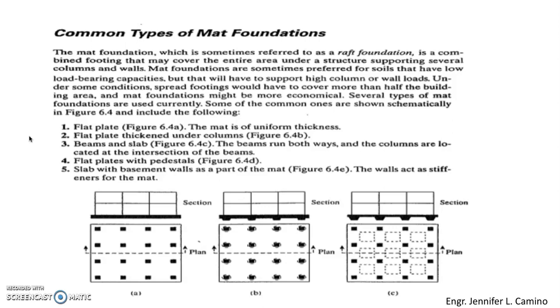A mat foundation, which is also known as raft foundation, is a combined footing that may cover the entire area under a structure, supporting several columns and walls. Mat foundations are sometimes preferred for soil that has a low bearing capacity but will help to support high column or wall loads. So for big, tall structures constructed on low bearing capacity soil, it is advisable to use a mat foundation.